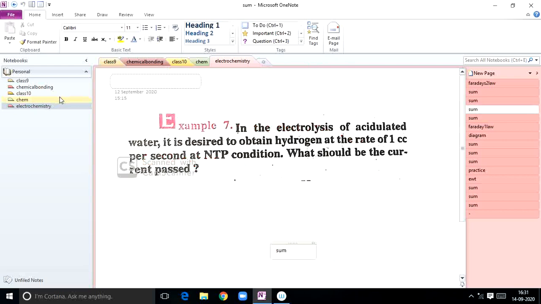Okay, in the electrolysis of acidulated water, it is desired to obtain hydrogen at the rate of 1 cc per second at NTP condition. What should be the current passed? Direct equation, students. Here 2H+ + 2 electrons gives rise to hydrogen gas. So here, in order to release 1 mole of hydrogen at NTP conditions, means STP only, how many coulombs of electricity is involved here?